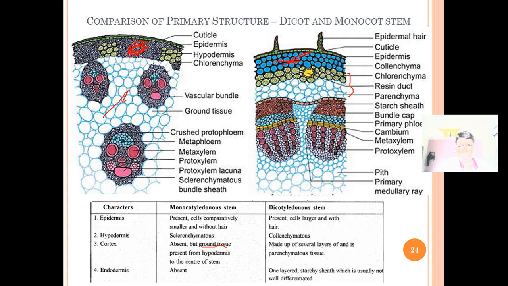Then endodermis. Here you may find endodermis, otherwise we call it the starch sheath, due to the presence of starch. In monocot it is absent, no endodermis is there, but in dicot a one-layered starch sheath is present.